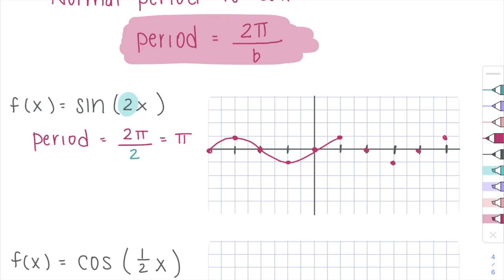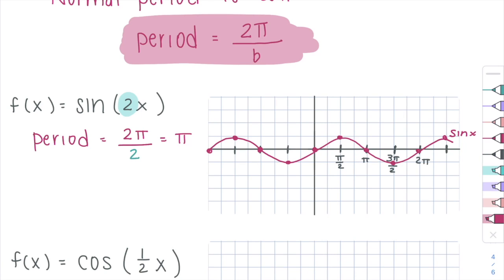So my sine graph looks like this. This is pi over 2, pi. This is 3 pi over 2, and 2 pi. So now, because we're talking about how long it took the graph to get to 2 pi, that entire pattern, that 0, 1, 0, -1, 0, now has to happen by the time we reach pi.